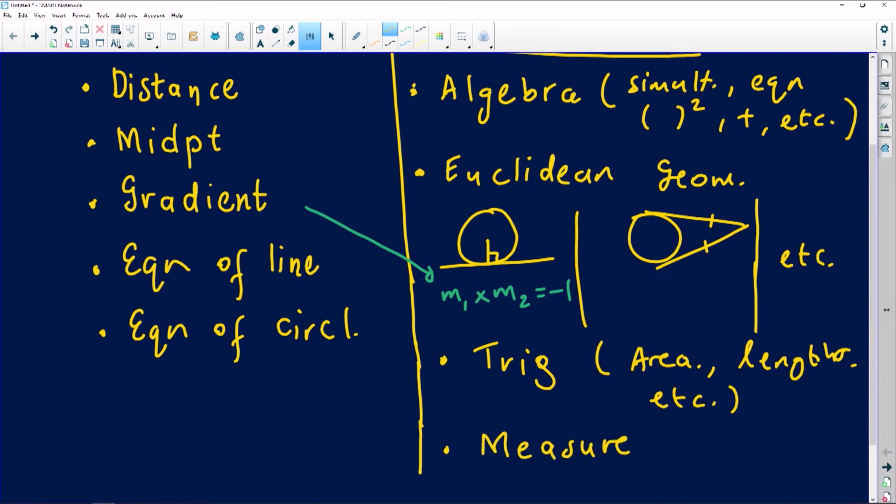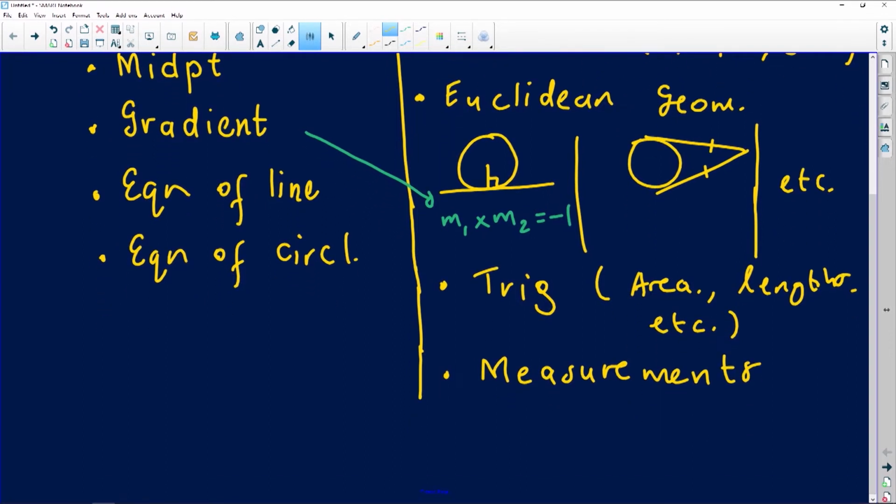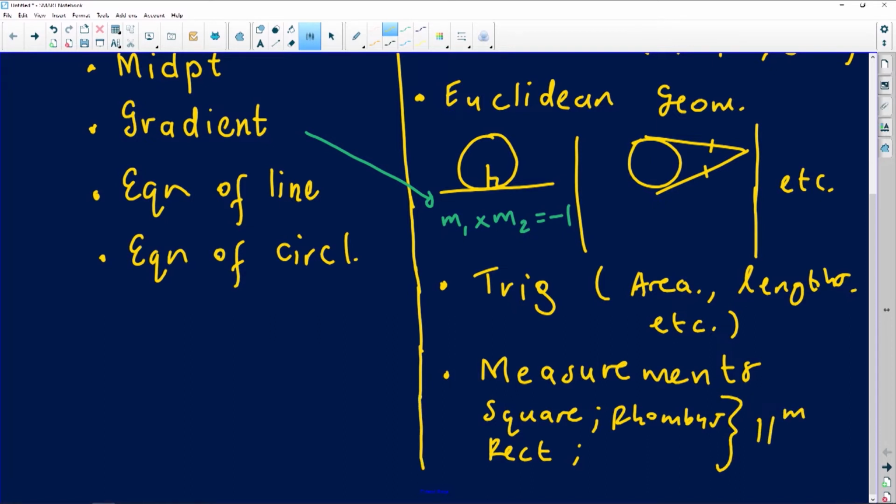In grade 10, we learned a lot when it comes to measurement. We learned even properties of quadrilaterals. What makes something a square? What is special about a square? So all the properties of quads, like a square, the properties of a rectangle, the properties of a rhombus. You know, a rhombus is not the same as a square, or any parallelogram.